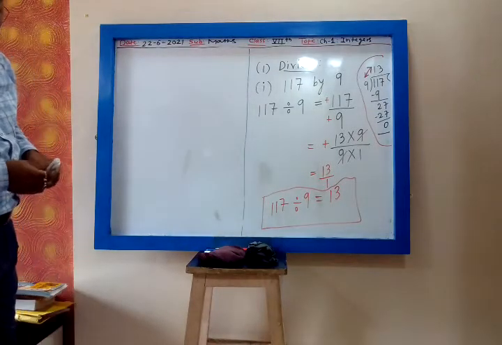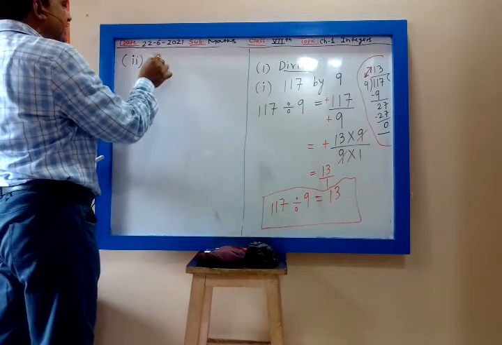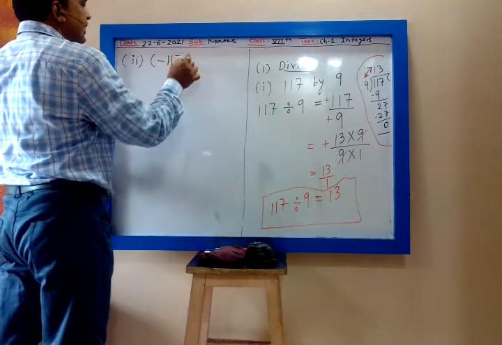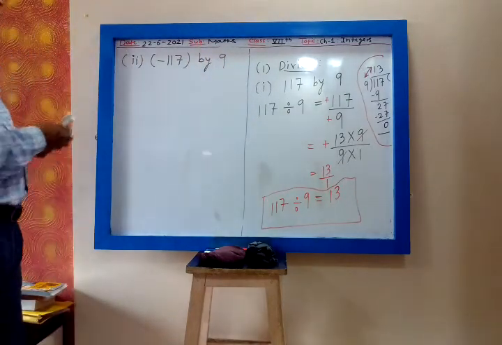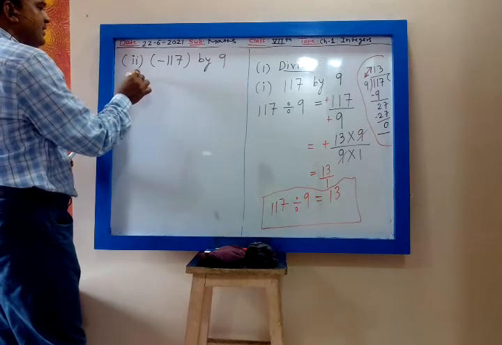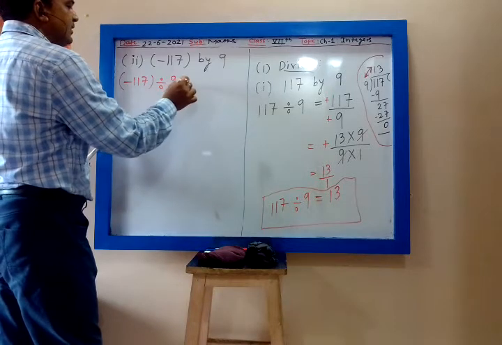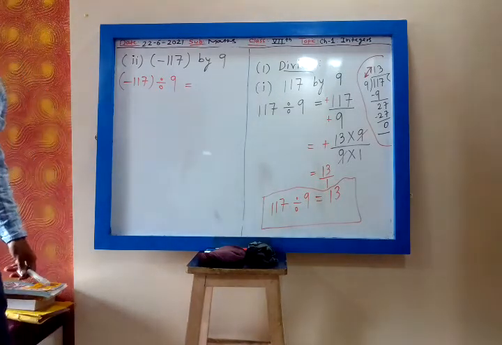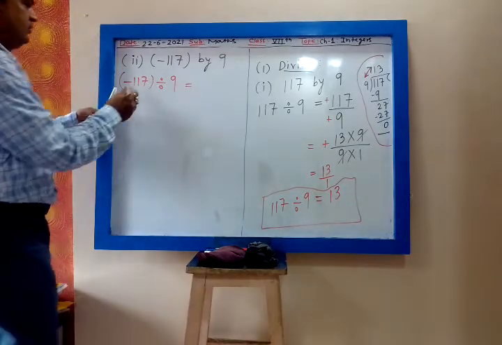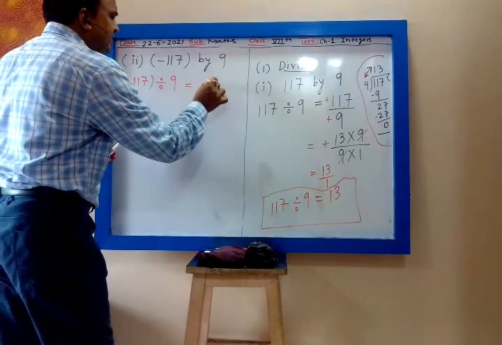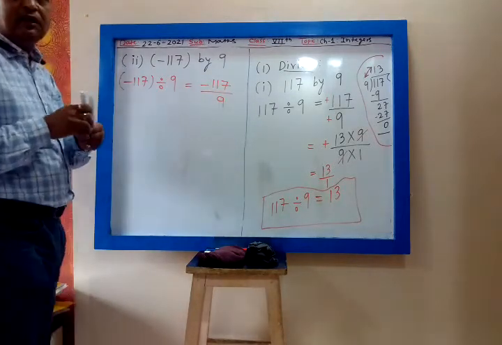Now the second is: divide minus 117 by 9. So we write this as minus 117, then we put the division symbol, divided by 9. What is A divided by B? A upon B. So this will be minus 117 upon 9.